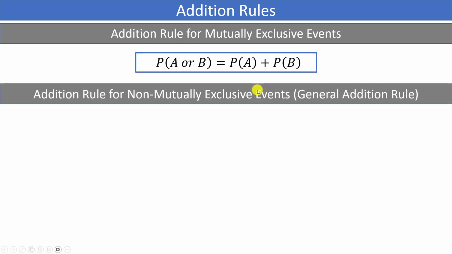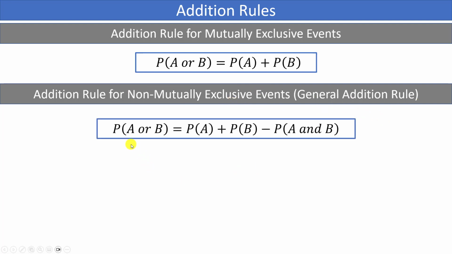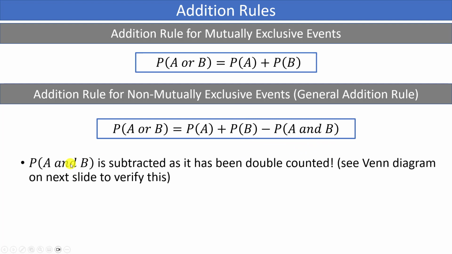Now, if you have non-mutually exclusive events, events that can happen together, then we have what is called the general addition rule, which is the probability of A or B is equal to the probability of A plus the probability of B minus the probability of A and B. The reason why we have to subtract off the probability of A and B is that if we do not have mutually exclusive events, meaning we have events that can happen together, you're actually double counting the and probability when you add A and B together. We'll see this on the Venn diagram on the next slide in just a minute.